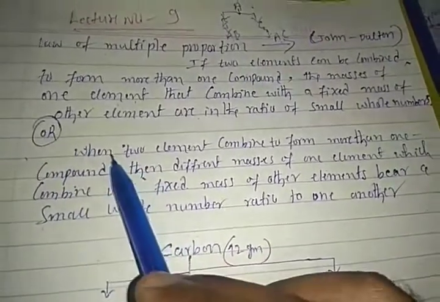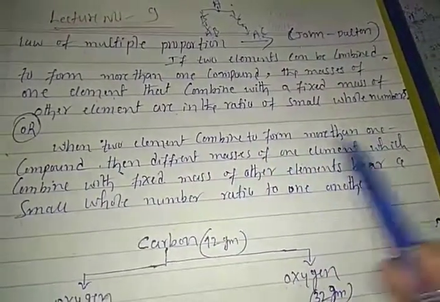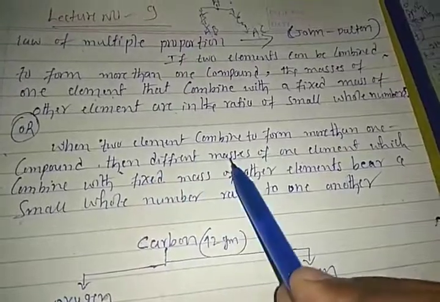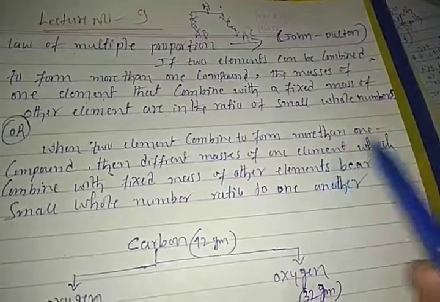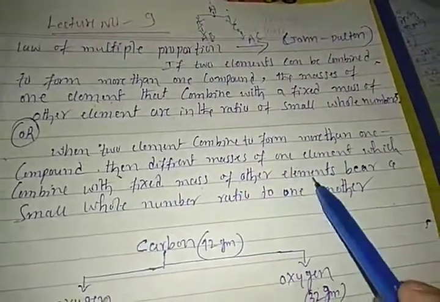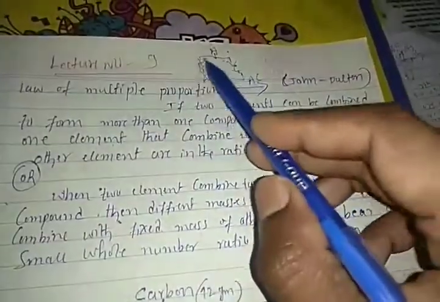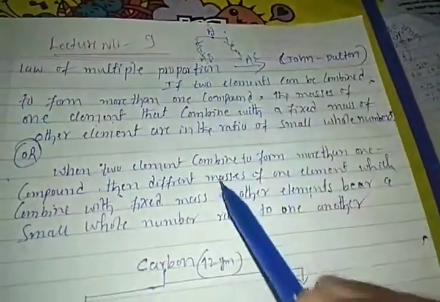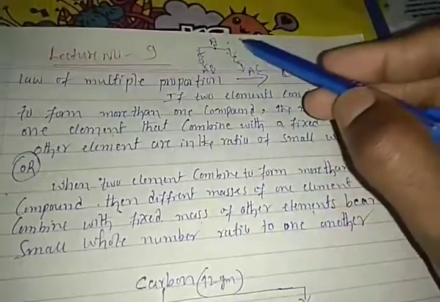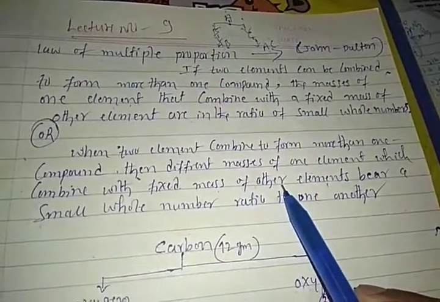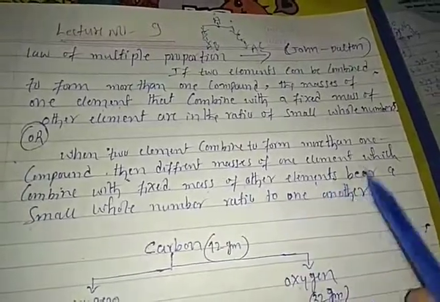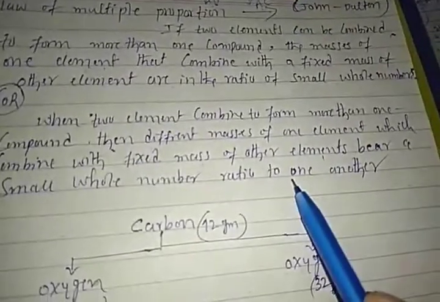Or you may state it this way: when two elements combine to form more than one compound, the different masses of one element which combine with the fixed mass of the other element bear a simple whole number ratio to one another. B and C are the different masses combined with the fixed mass of A, in AB and AC. Let's see an example.